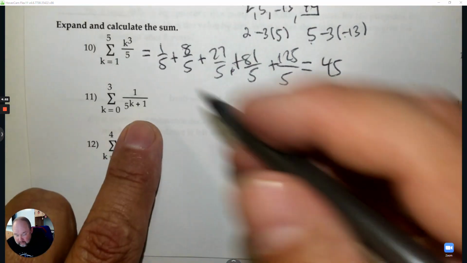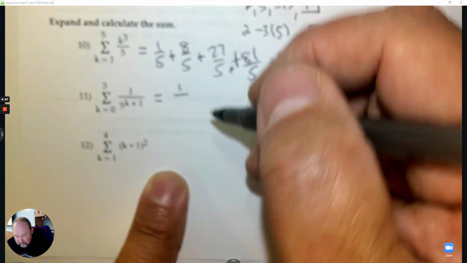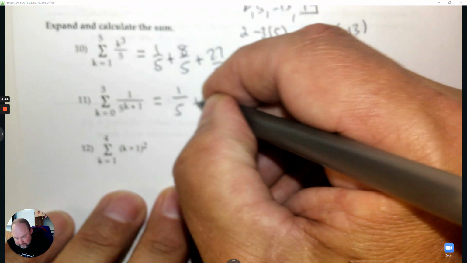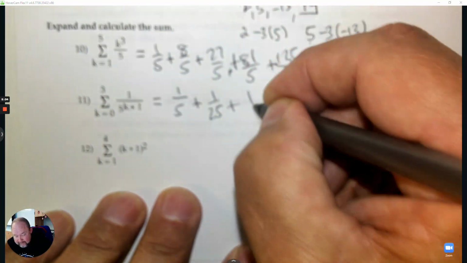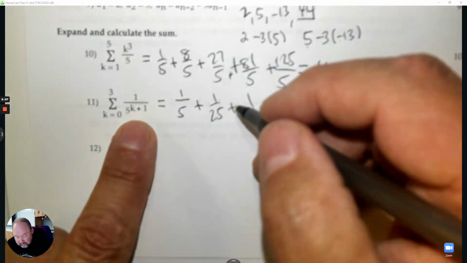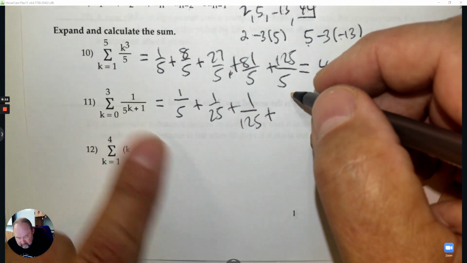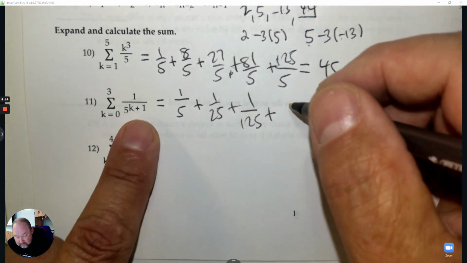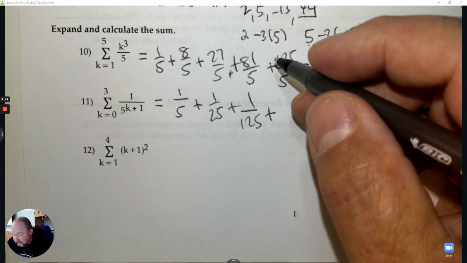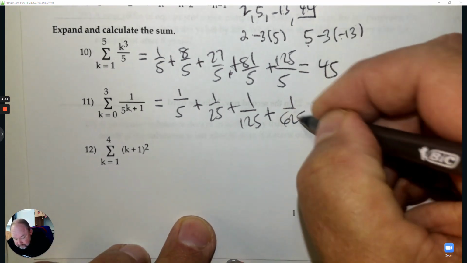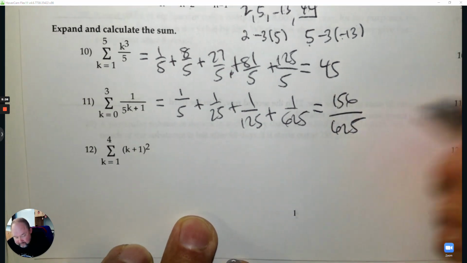Here, k plus 1 is in the exponent. So when I plug in 0, it's 0 plus 1, which is 1, so it's 1/5. Then when I plug in 1, it's 1 plus 1, which is 2, so it's 1 over 25. When I plug in 2, 2 plus 1 is 3, and 5 cubed is 125. Then I plug in 3. 3 plus 1 is 4. 5 to the 4 is 625. And then add this up. You use your calculator and you get this answer.